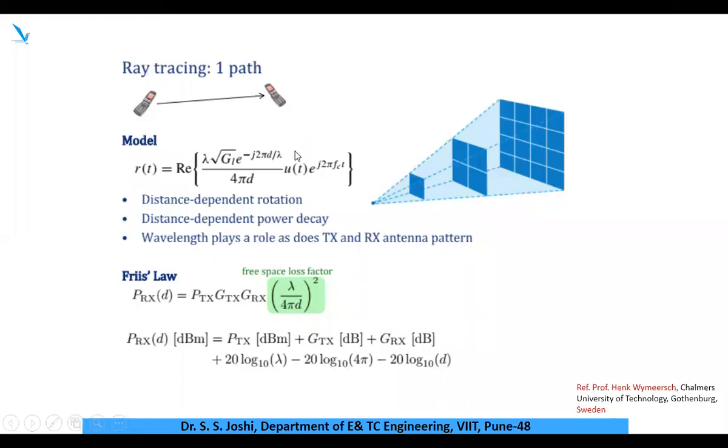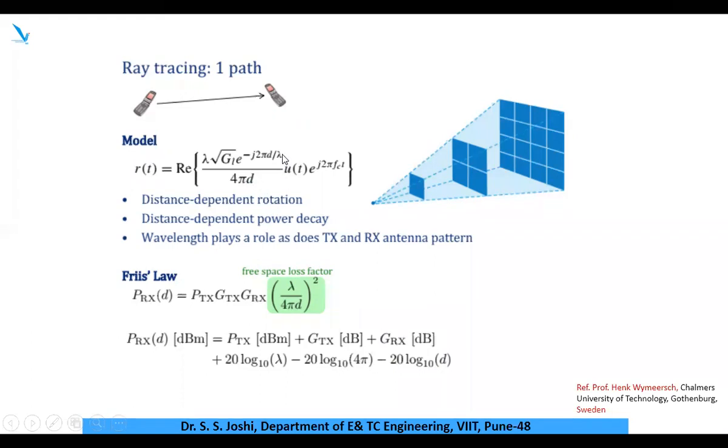So if you see this particular equation, what is the input signal? U of t is the input signal. The input signal transmitted from the antenna is U of t. It is up-converted by the carrier frequency fc, which means it is modulated, and we are finding the received signal strength at distance d.